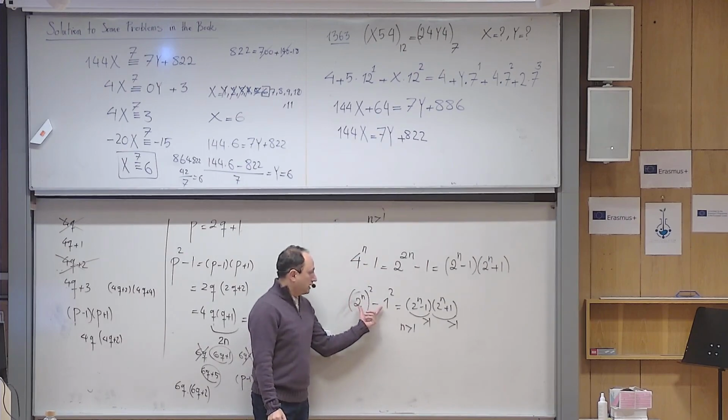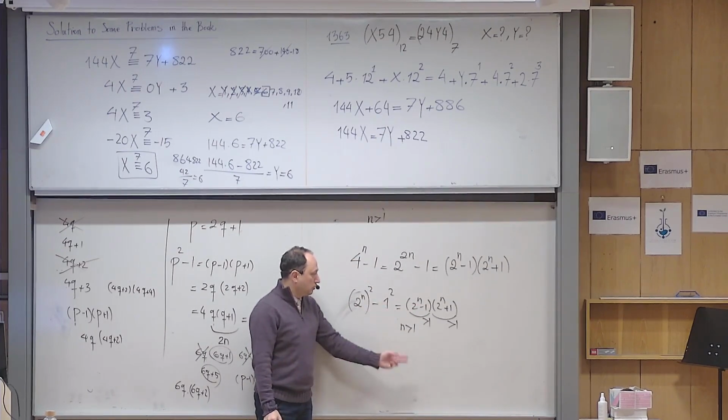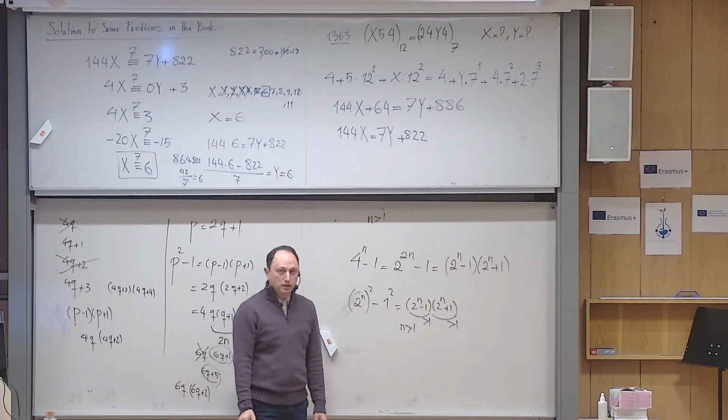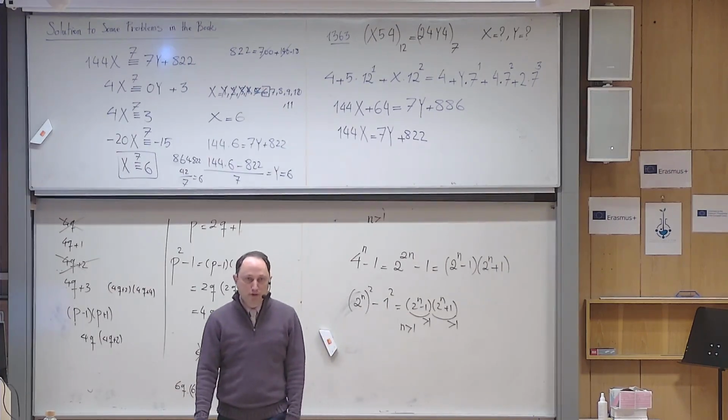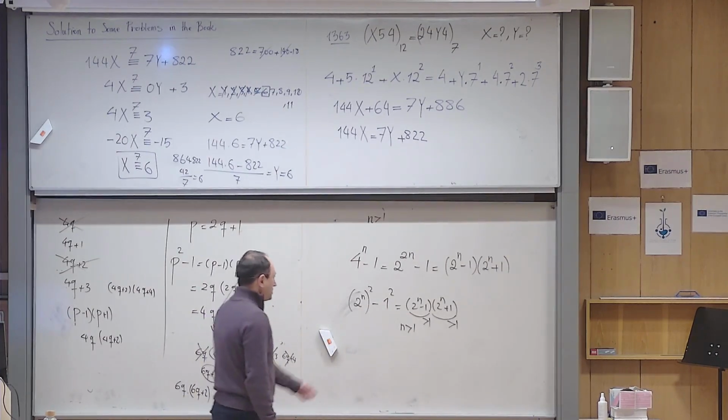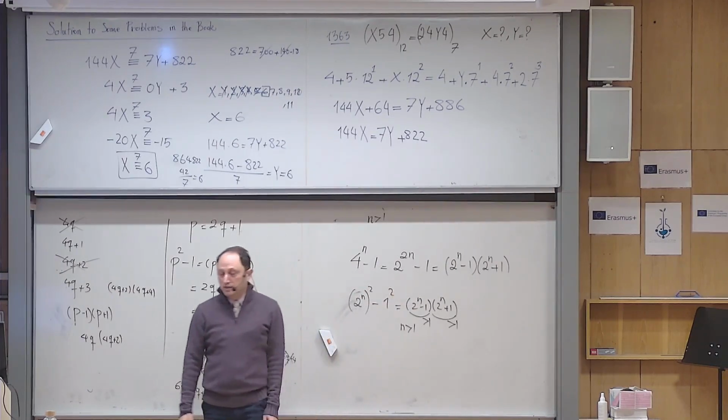So I am writing my number as a product of two numbers, both of them greater than 1. So that number cannot be a prime number by definition. And if it is not a prime number, it is an integer greater than 1, so it is a composite number.